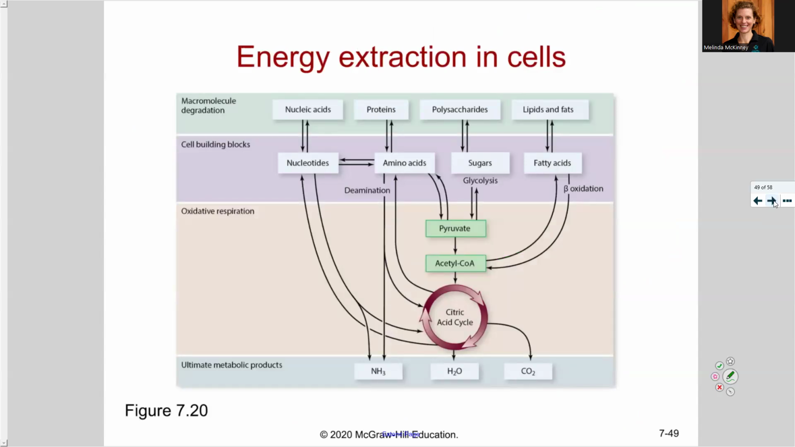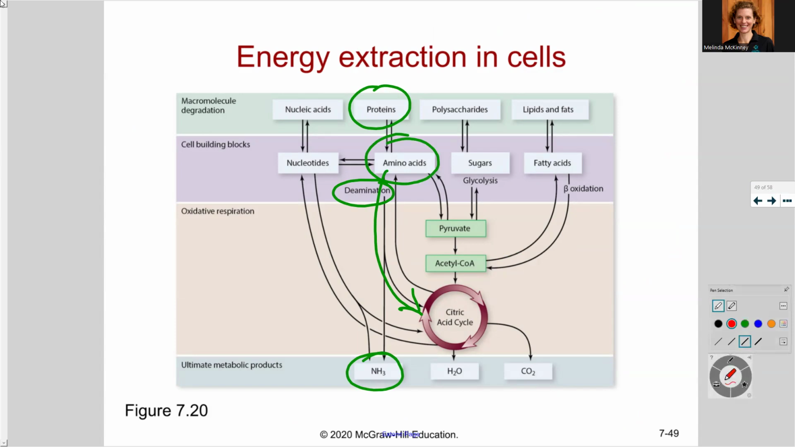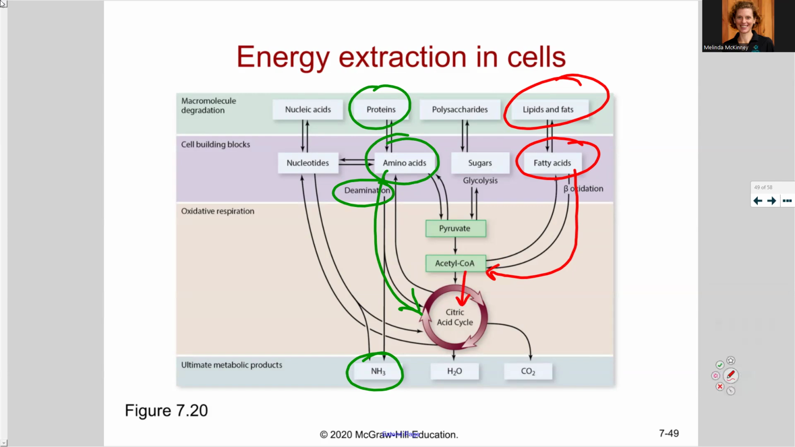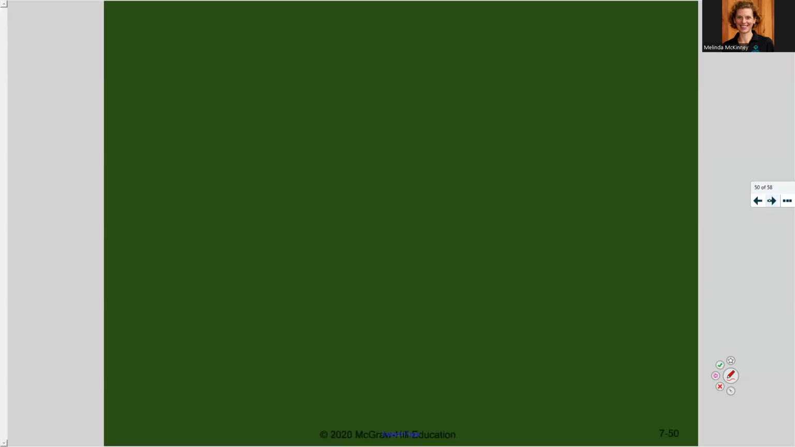This is the diagram showing that. I won't belabor it. Just want to highlight proteins are broken down into amino acids, and then those are taken and put into the citric acid cycle after deamination, which is the removal of the nitrogen. And then for the lipids and fats, it breaks them down into fatty acids, brings that in as acetyl-CoA, which then goes into the citric acid cycle. And then through this process, we're getting out ATP. All right, that's it.